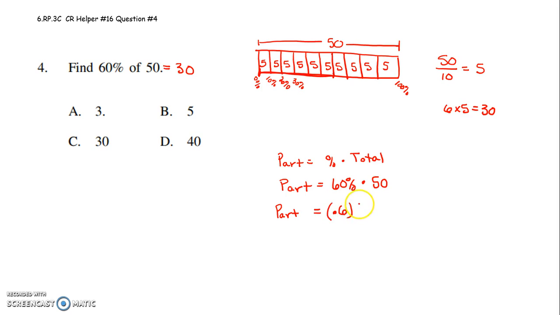So you could take 0.6 times 50. So then you would do 50 times 0.6. 6 times 0 is 0. 6 times 5 is 30. Move that decimal point over one place, and you will come up with 30, the same way I did in my tape diagram. This method would be rewriting your percent as a decimal.